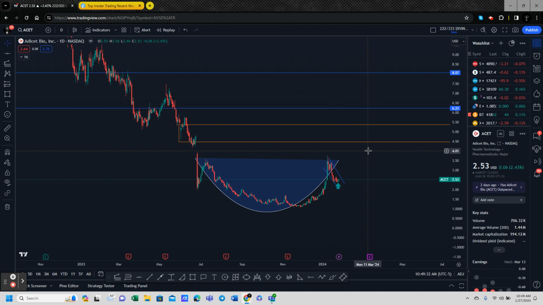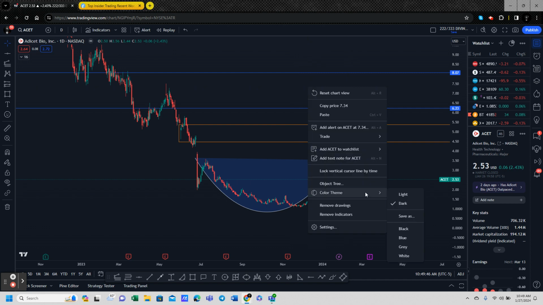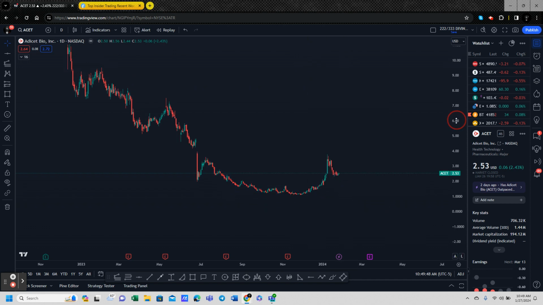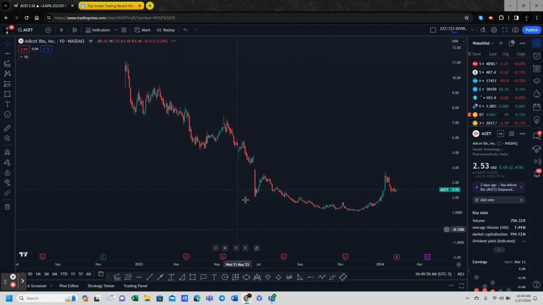So we get a pullback, they start to buy, and then what do you notice? Remember what I said: if this person is buying, you've got to look at the price action. Why did they buy at this level? Why didn't they buy here? They're going to be way smarter than we are, guys, because they have information we don't. Why didn't they buy here?